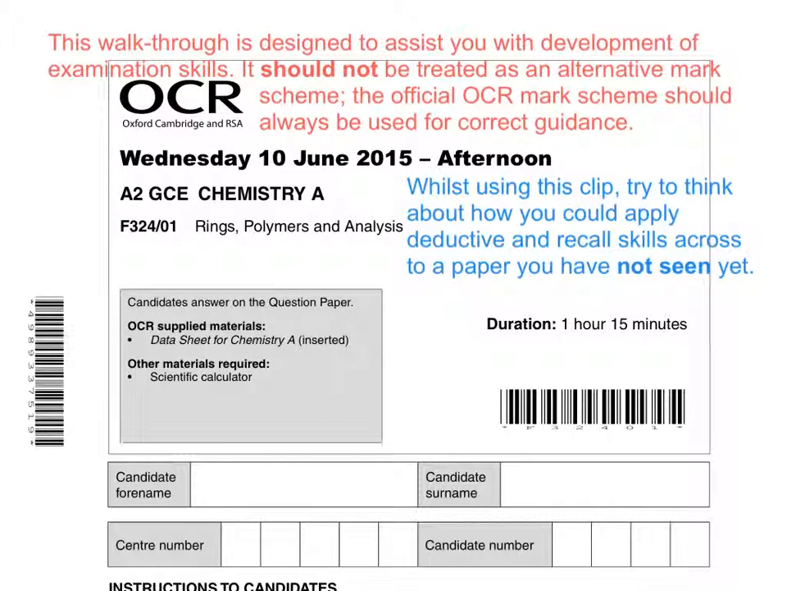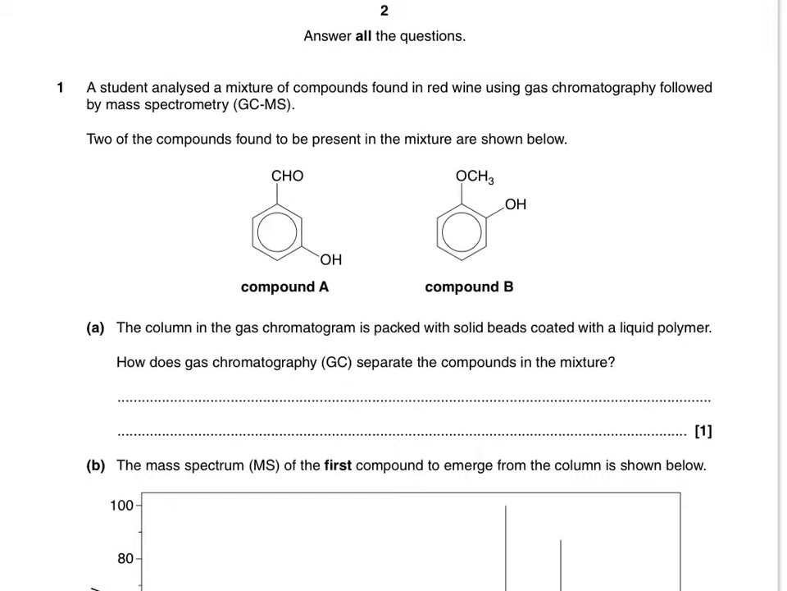So assuming you have the paper in front of you, I'm going to make a start. This one introduces by talking about gas chromatography, and then followed by mass spectrometry. When I was marking the script, I noticed a few people started talking about ways in which you'd use the mass spectrometry. You're not actually asked about the mass spectrometry at any time during this question.